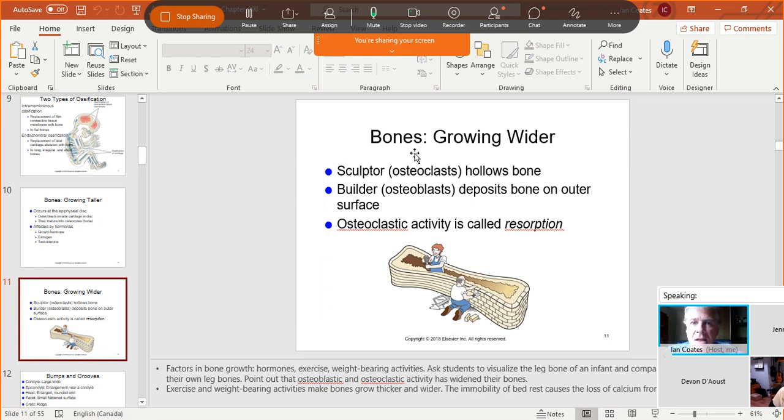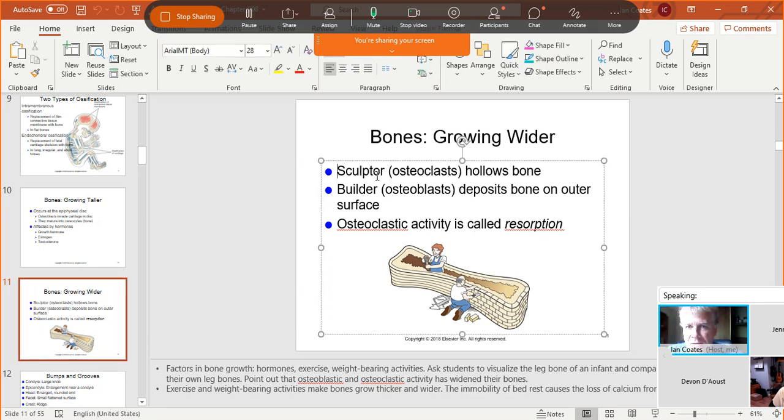So bones growing wider. There's the osteoclasts. What do clasts do? Break down bone. Osteoclasts break down bone. Osteoblasts build bone. Know the difference between those two. I'll get you on those ones. But you know it now, so you're going to get it.